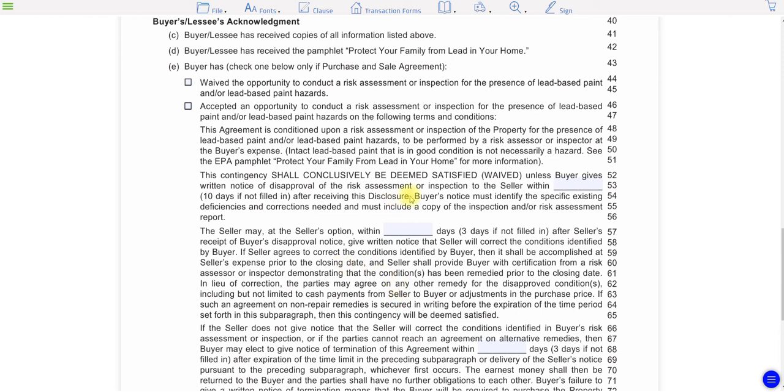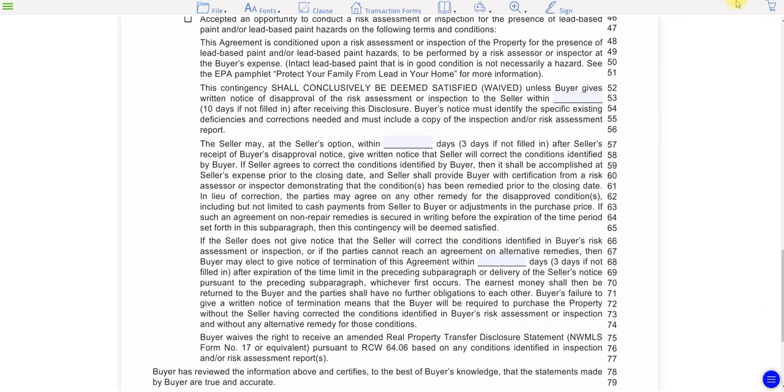If they discover that there is lead-based paint that needs to be abated, they can give notice that such a condition exists, and as the seller, if you choose not to correct it, then the deal could terminate and the buyer gets their earnest money deposit back. So the buyer would have to give notice, and then you as the seller can elect to correct the issues. If you choose not to correct the issues, again, the deal could terminate.